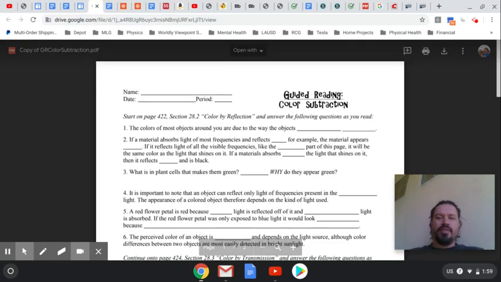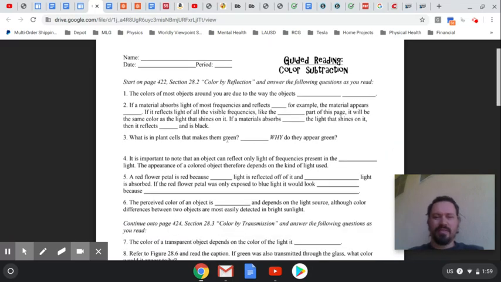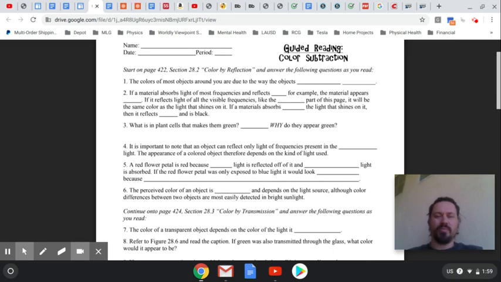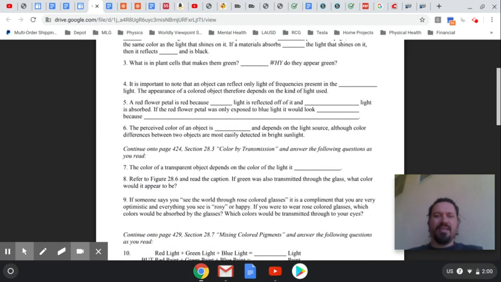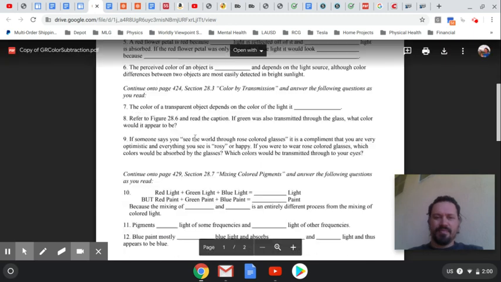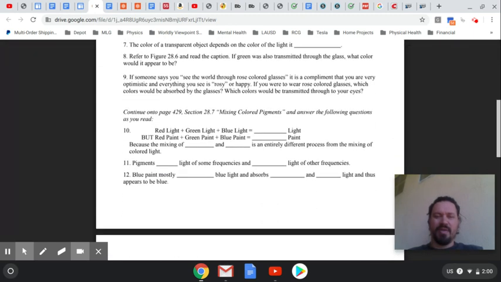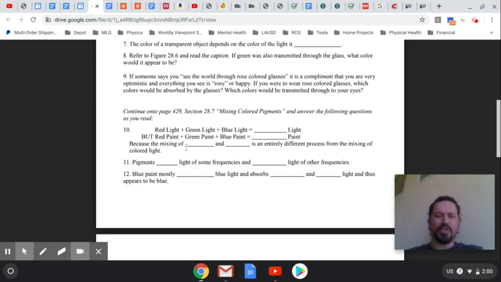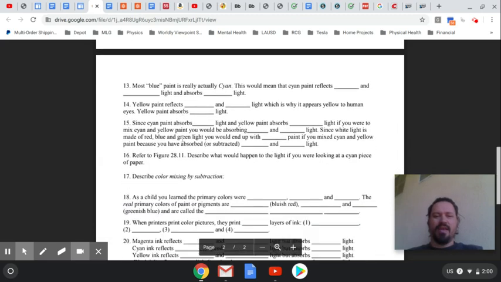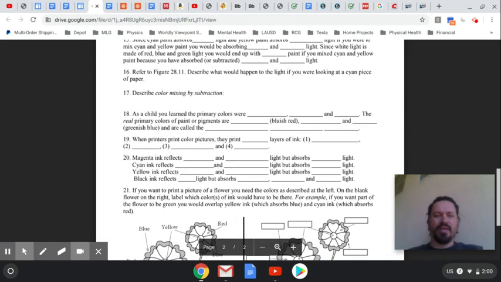Okay. So page 422, starting with color by reflection. And so again, just thinking about what makes things green. Think about learning in life science, and why do those things appear green? Well, that's physics. What wavelengths you see, what you don't, what gets absorbed, what doesn't. And we're going to look at color by transmission, mixing pigments. So this is the algebra part, and how you can subtract colors.